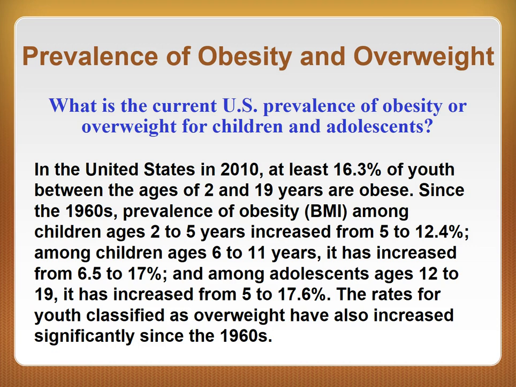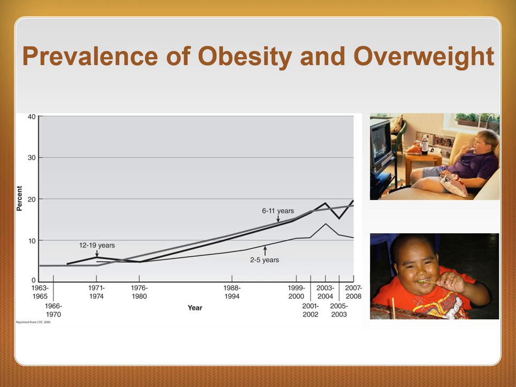The rates for youth classified as overweight have also increased significantly since the 1960s. As we can see here, since the 1960s, BMI among children ages 2 to 5 years increased from 5 to 12.4%, among children ages 6 to 11 years, it has increased from 6.5 to 17%, and among adolescents ages 12 to 19, it has increased from 5 to 17.6%. Preventing childhood overweight and obesity is very challenging. Research demonstrated that obese youth may be more likely to become obese adults than are youth who are not obese. This situation increases the risk of chronic, non-communicable diseases such as hypertension, high cholesterol, and type 2 diabetes.